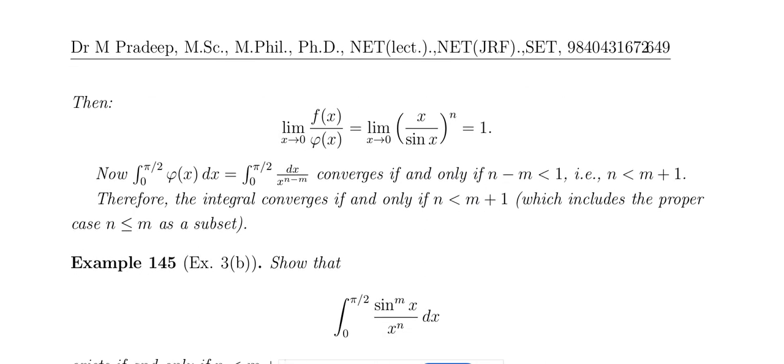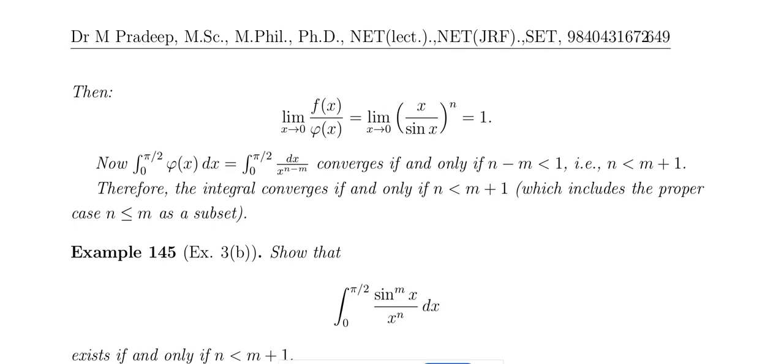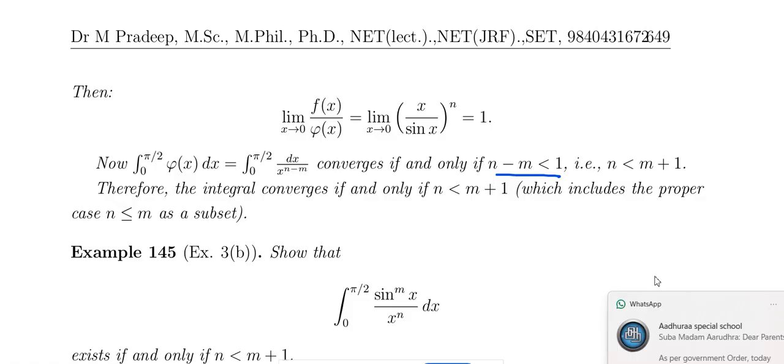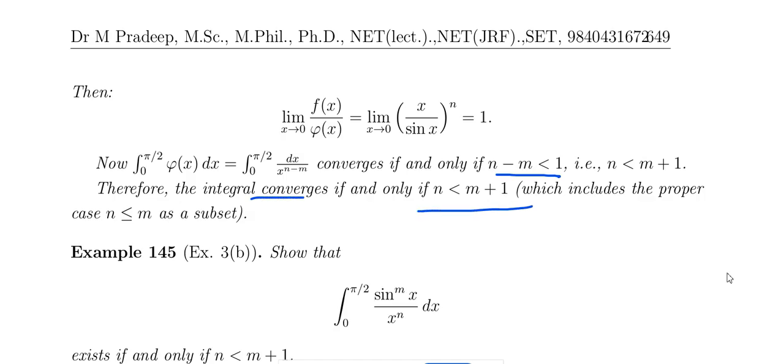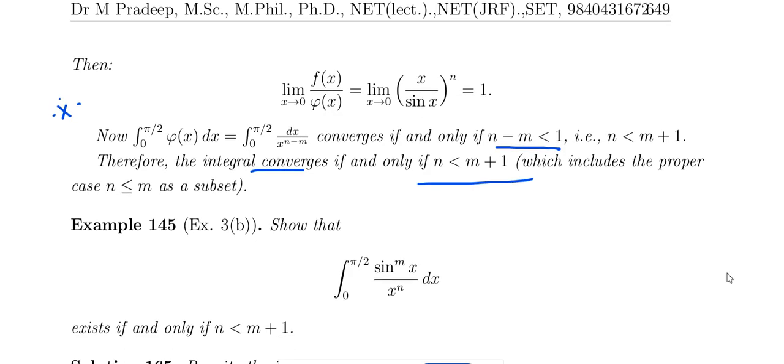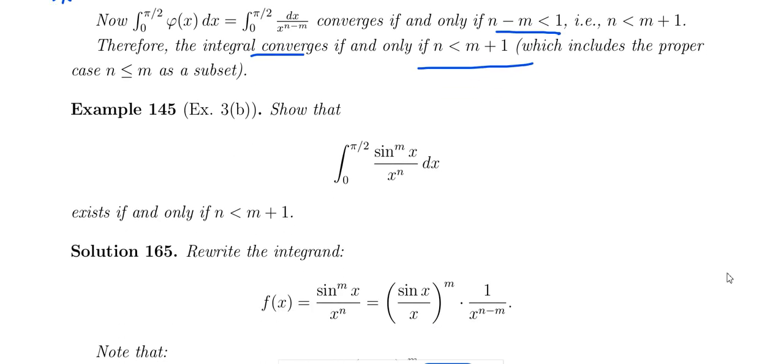the given integral limit வந்து 1 ஆகிடும். ஸோ இதனுடைய நேச்சர் வந்து n minus m less than 1 இருந்தால் தான் integral converges-ஆக இருக்கும். So n is less than m plus 1. So the integral converges if and only if n is less than m plus 1. So very easiest problem. The same way, the integral 0 to pi by 2 sin power mx divided by x power n dx, that is if and only if n is less than m plus 1.